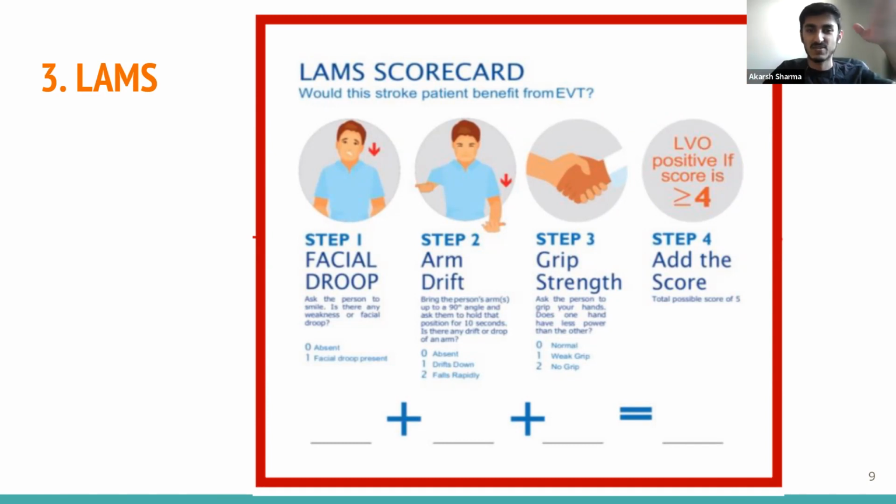Arm drift, they tell you to keep doing this, something like this. Opposite direction. And the last thing they measure is the grip strength. They assign scores based on their qualitative assessment, and they add the score. If it's greater than 4, there's a high likelihood that you possibly have LVO. And as you can see, it's not a very robust technique, but it has proven to be about 70% accurate in most cases.